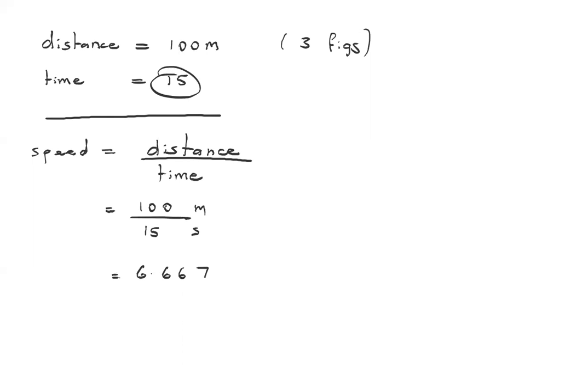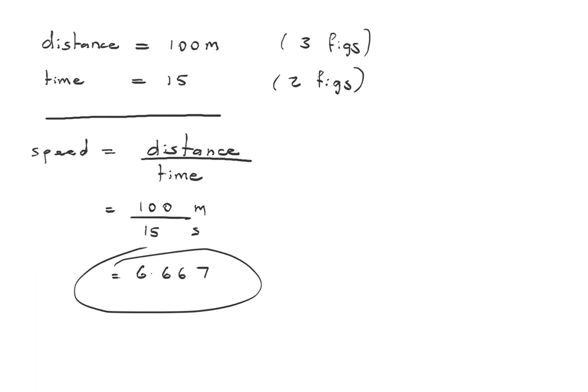Now this one here, the 15, that's 2 figures. So I'll just write that down. Sometimes it helps actually just to write it rather than carry it all in your head. So back to the answer. The number of significant figures in the answer is equivalent to the fewest number of significant figures in the information. So 2 is fewer than 3. So we must have 2 figures in the answer.